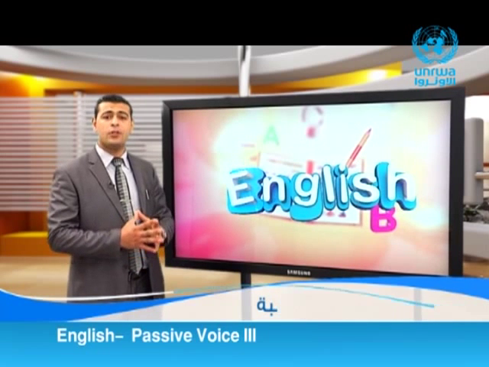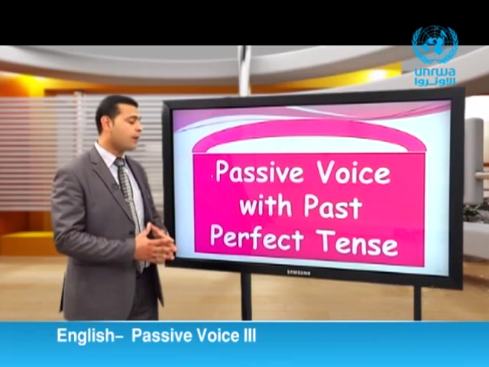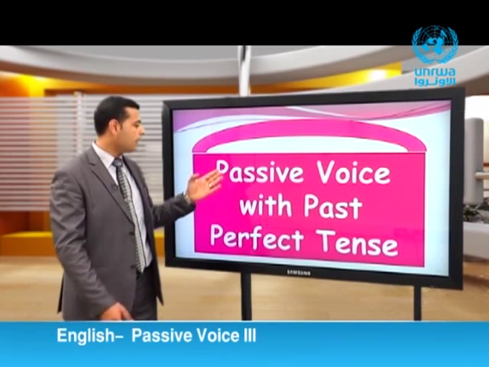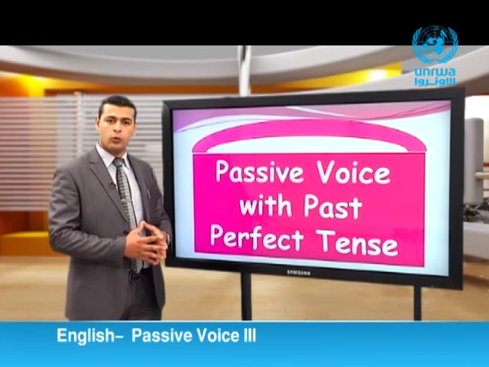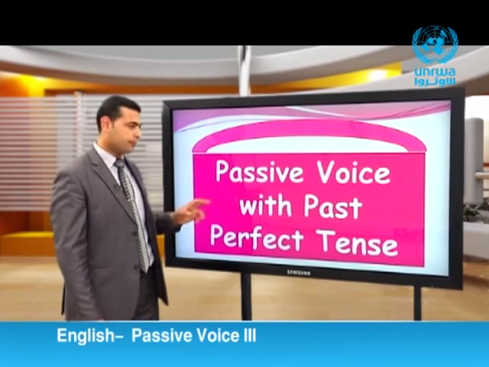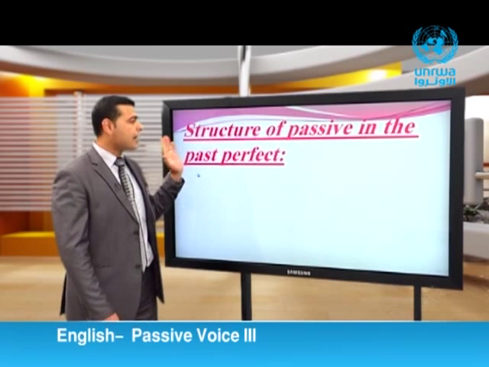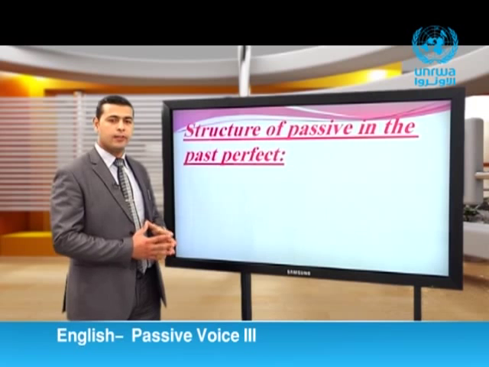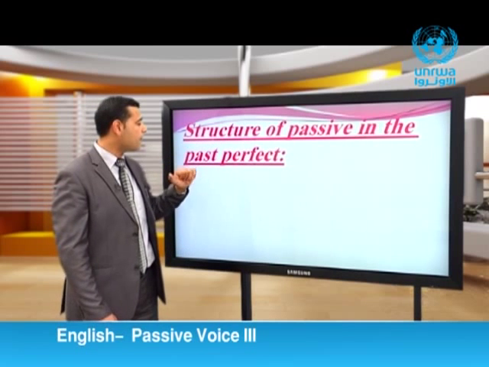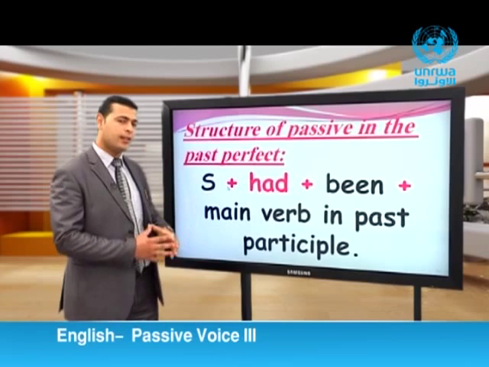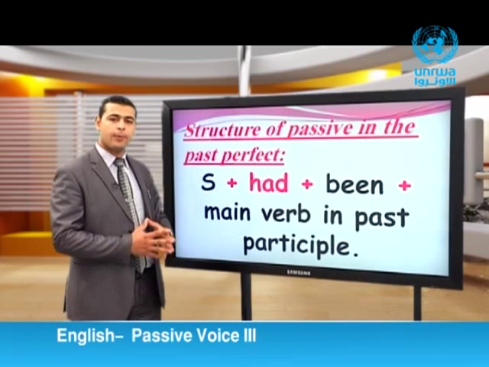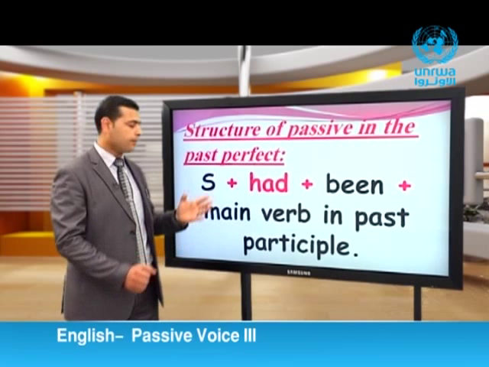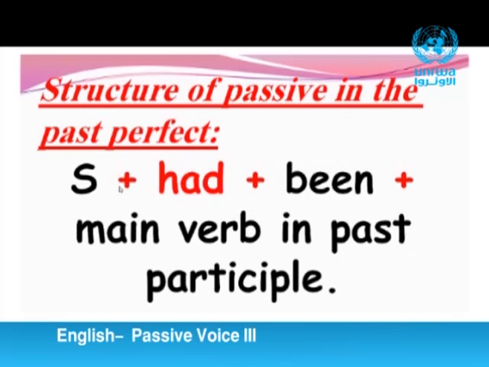Now it's time to talk about the passive voice in the past perfect tense. So here in this part, passive voice with past perfect tense. المبني للمجهول مع زمن الماضي التام. Let's look at the structure of the passive voice in the past perfect. Look here: subject plus had plus been plus the past participle of the main verb.